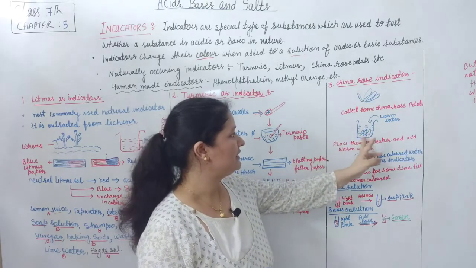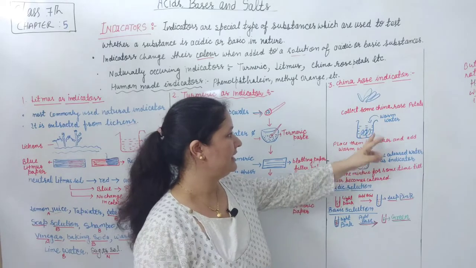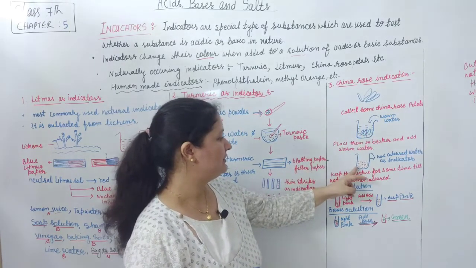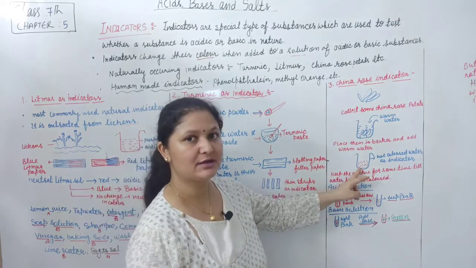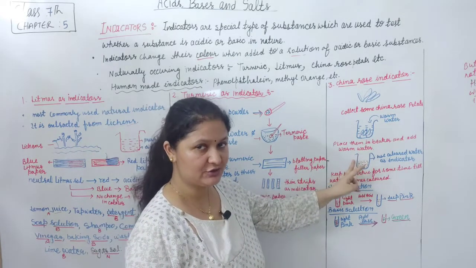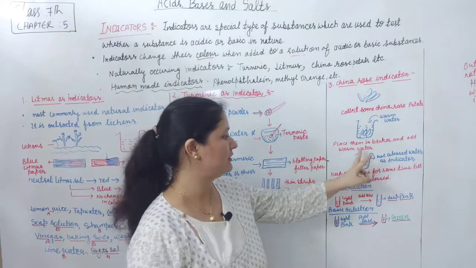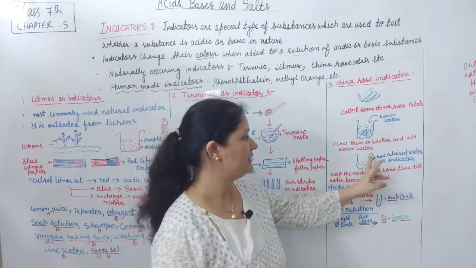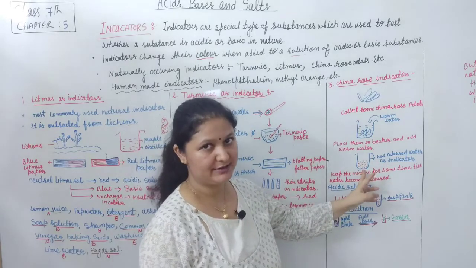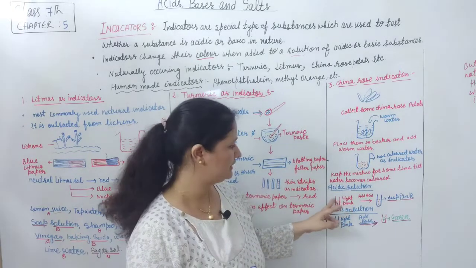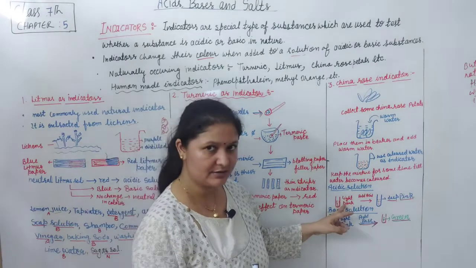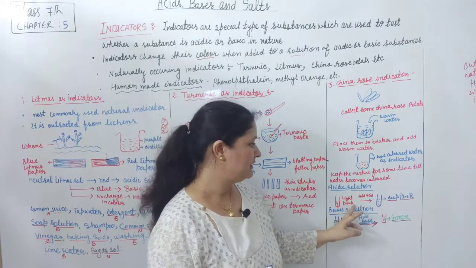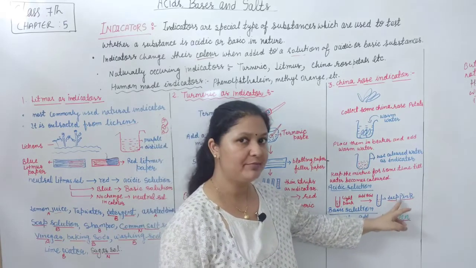After that, place China rose petals in a beaker and add some warm water. Keep the mixture for some time till the water becomes colored. After that you can use this colored water as an indicator. The color of this China rose indicator is light pink, okay, and the light pink color turns into deep pink in acidic solution.